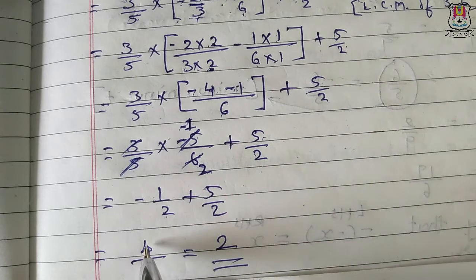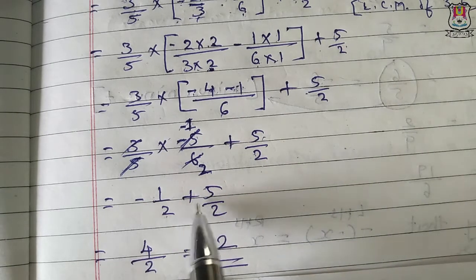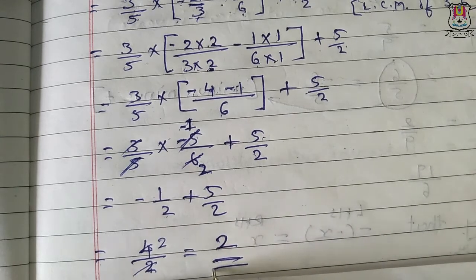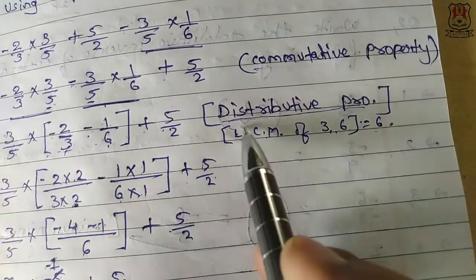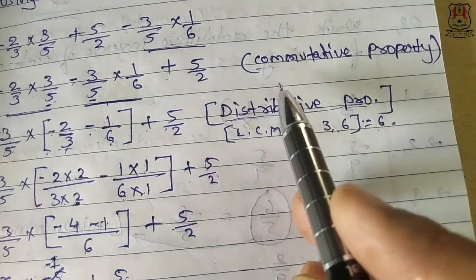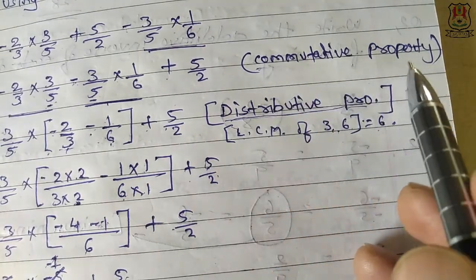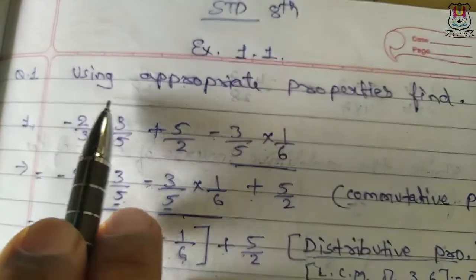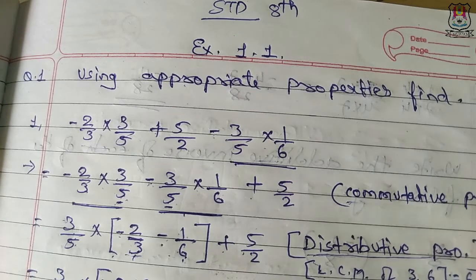So minus plus minus, 5 minus 1 is 4, sign of the bigger number, that is 4, and this 2 is in common. So 4 upon 2 at the last, and when we cancel this we get 2. So 2 is the answer of this sum using two properties. First is the commutative property and the other is the distributive property. When you are solving this kind of sum, you have to write this compulsorily, because it is asked in the question that using appropriate properties, which property you are using, that you have to show.